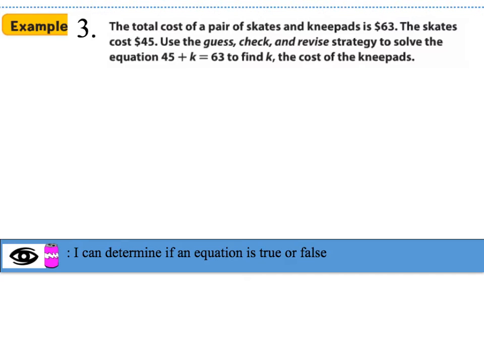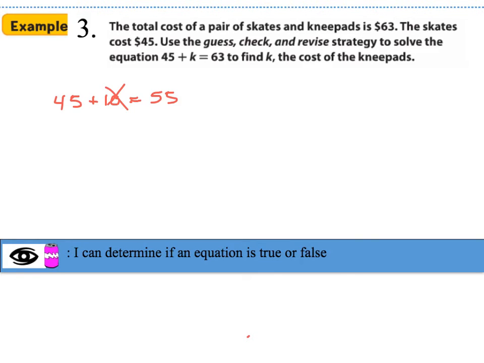For example 3, it says the total cost of a pair of skates and knee pads is $63. The skates cost $45. Use the guess, check, and revise strategy to solve this equation, 45 plus k equals 63, to find k, the cost of the knee pads. So what we want to do is pick any number that we can try for k to see if, when we add it to 45, we'll get 63. So if I take 45 and I pretend that k is equal to 10, 45 plus 10 only equals 55. So we know that 10 can't be a solution.